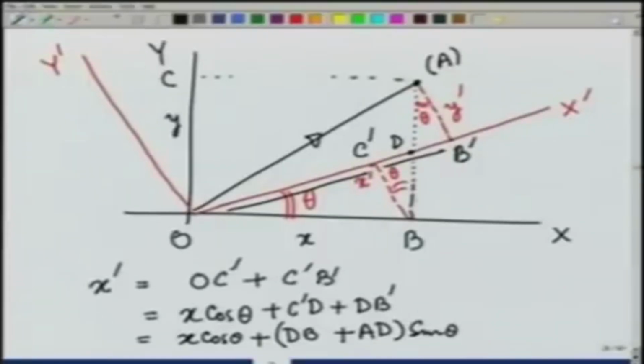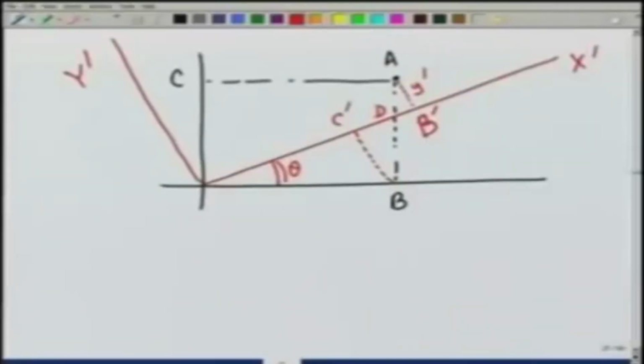Now, you see DB plus AD is nothing but y. So, I can write this as x cosine of theta plus y sine of theta. And what I have shown you in the previous page is that x prime is x cosine of theta plus y sine of theta.